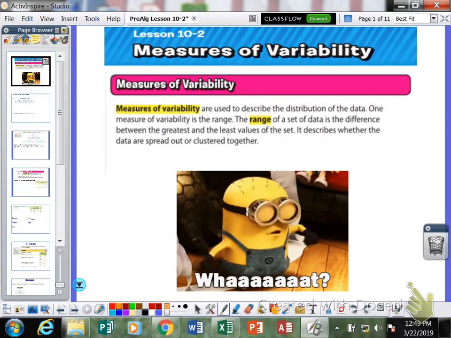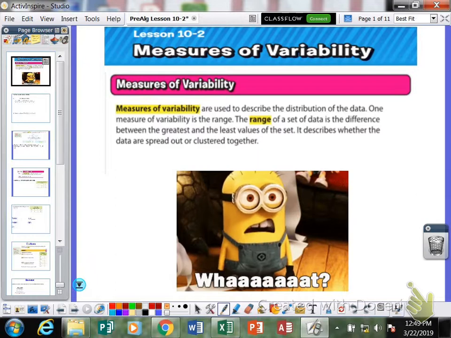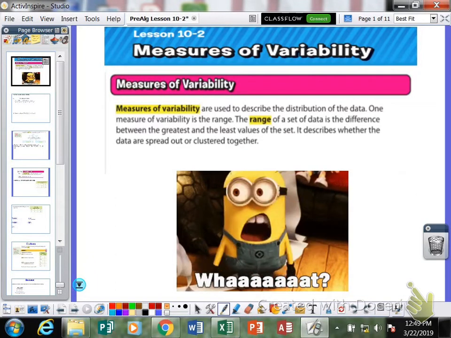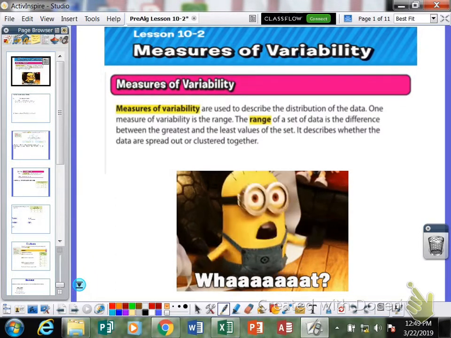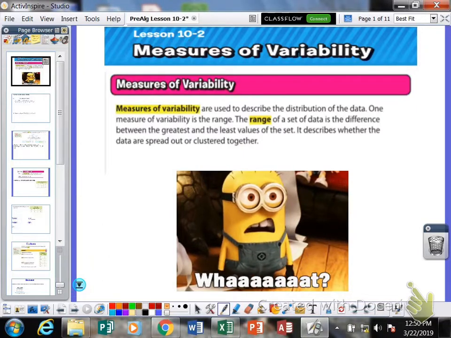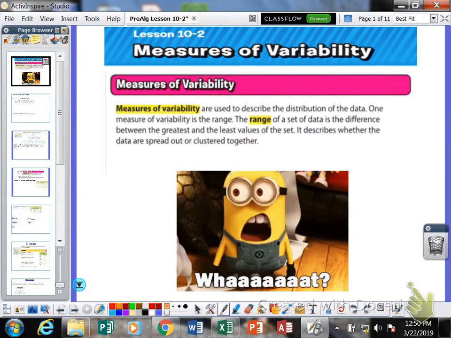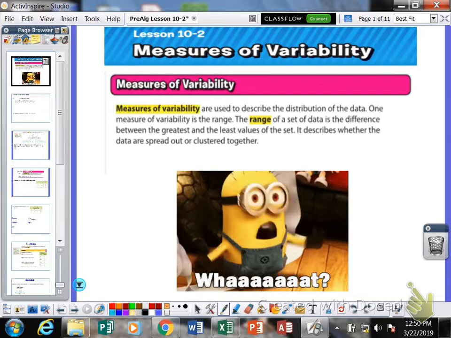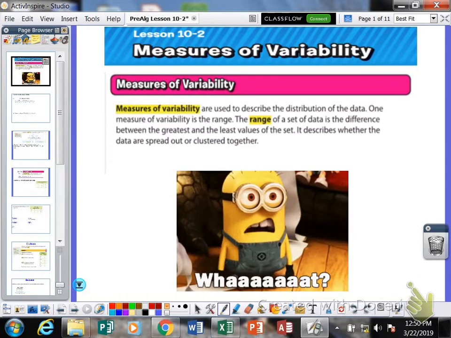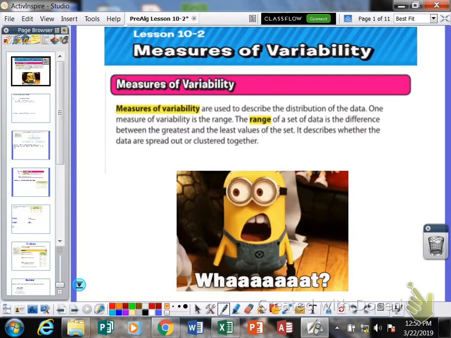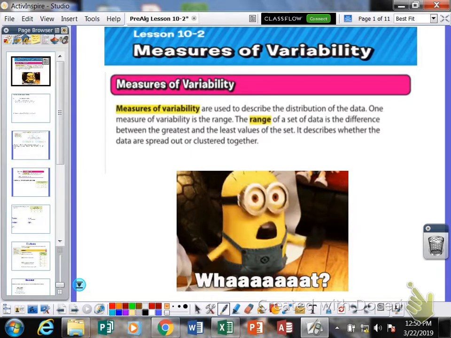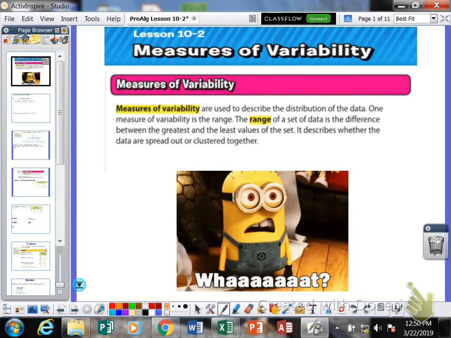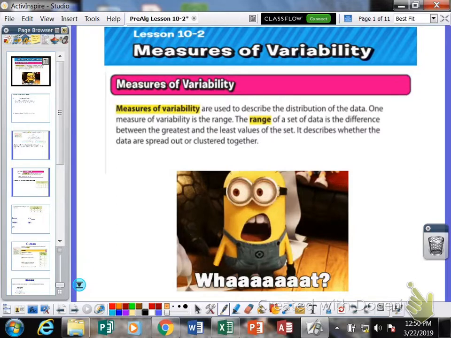Alright, so lesson 10.2, we're going to be looking at measures of variability. Measures of variability are used to describe the distribution of a set of data. One measure of variability is the range. The range of a set of data is the difference between the greatest and least values of the set. So it describes whether the data is spread out or clustered together.